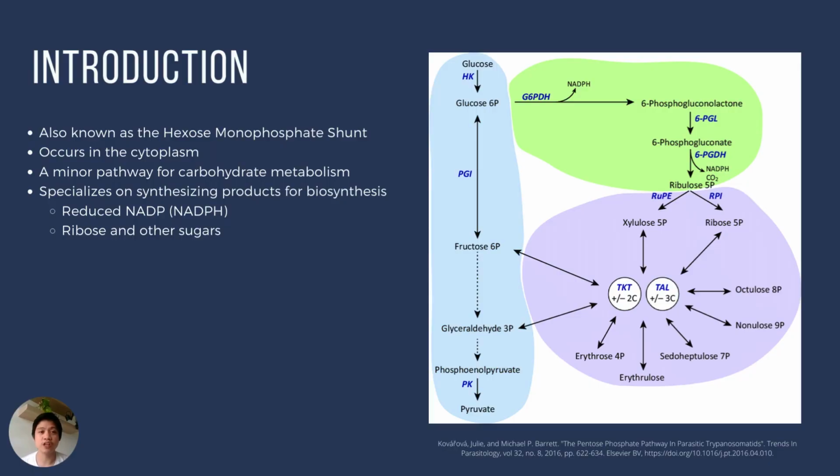The pentose phosphate pathway has another name. It's also called the hexose monophosphate shunt. It occurs in the cytoplasm of cells, and it is a minor pathway for carbohydrate metabolism. And the major pathway that we are referring to here is glycolysis.